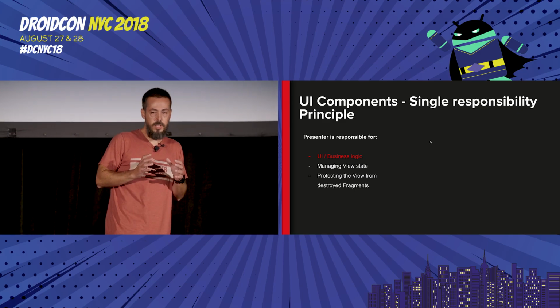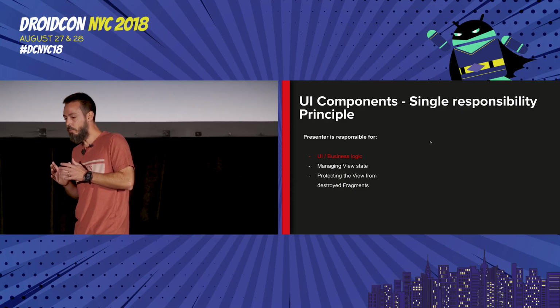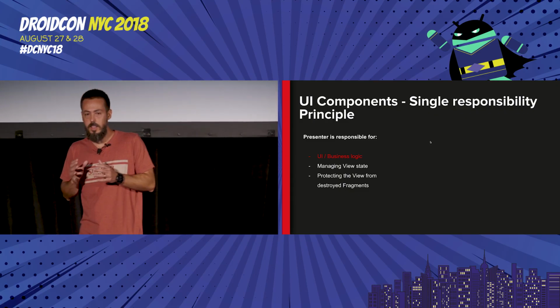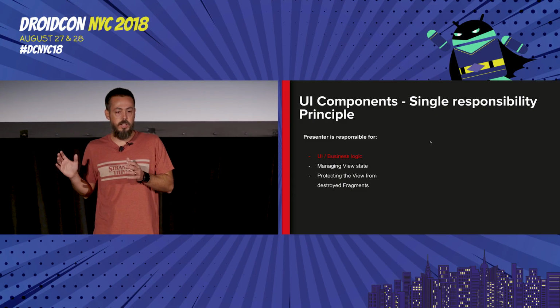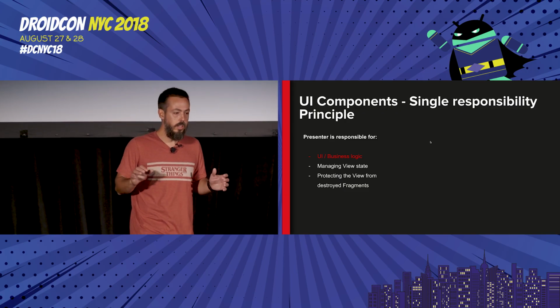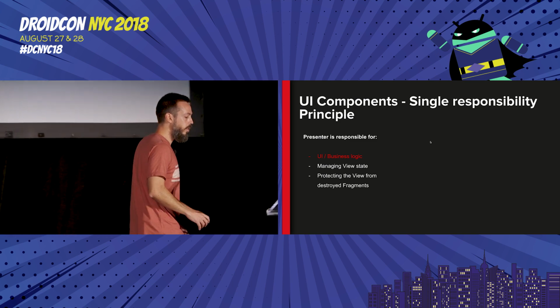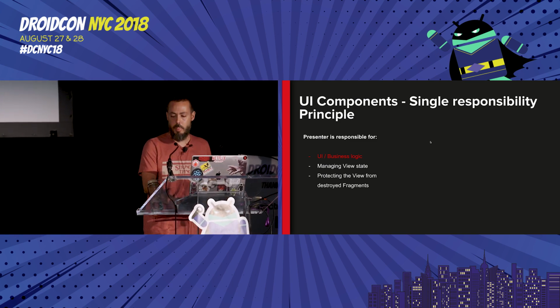But if the presenter is the only one that accesses the view, we can control the observable that we have inside the presenter and tell it, do not invoke the view if that fragment is gone. You don't have to do anything. So there are no exceptions anymore because the presenter is going to protect the view.